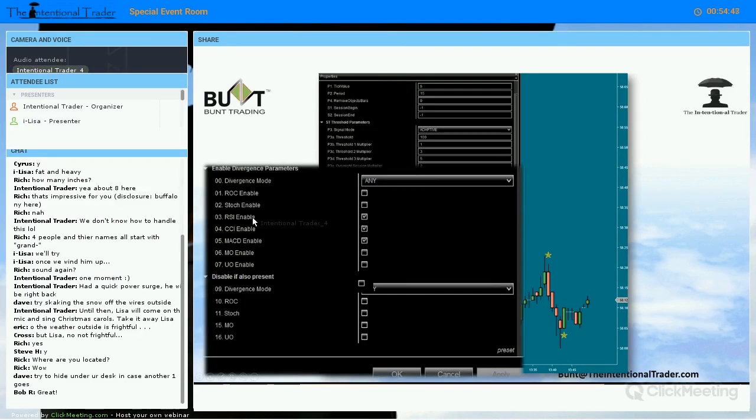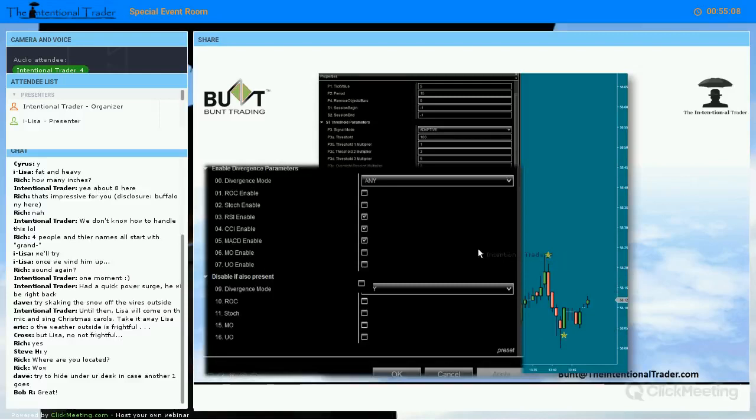Then you could say if this one and this one and this one are positive, then generate a signal. So that means all we have to do is change this "any" right here to an "all." We hit the drop down and it'll say all. Okay? So we can pick and choose.